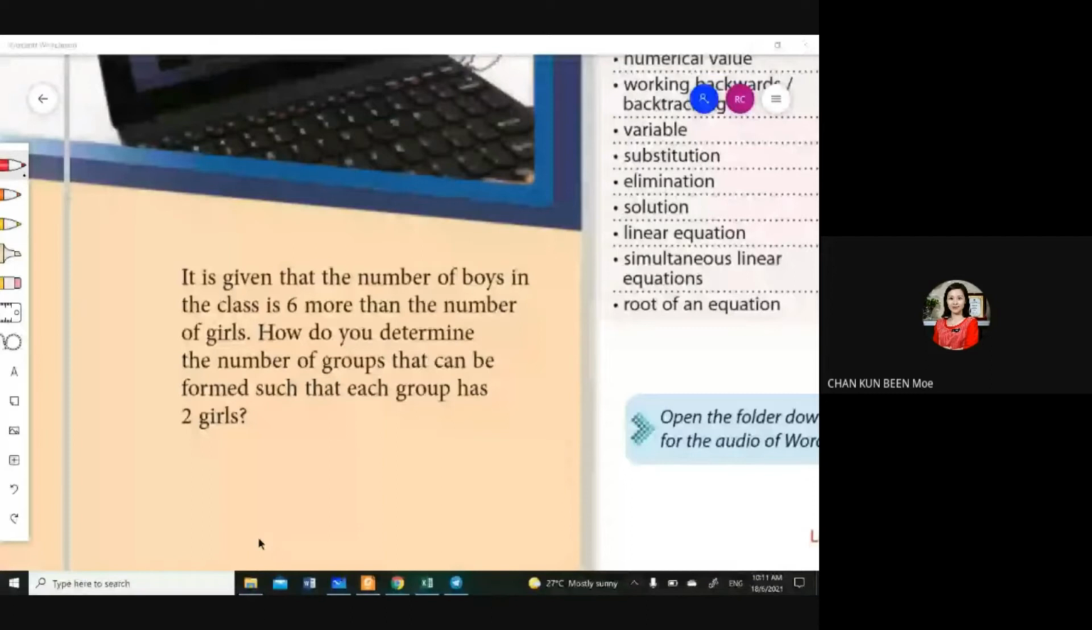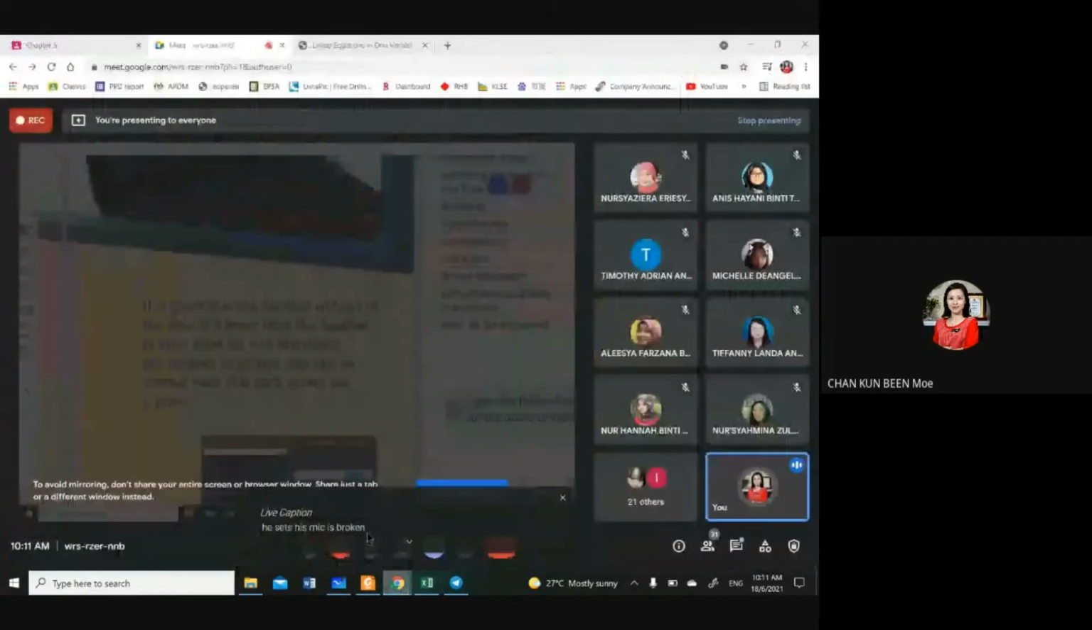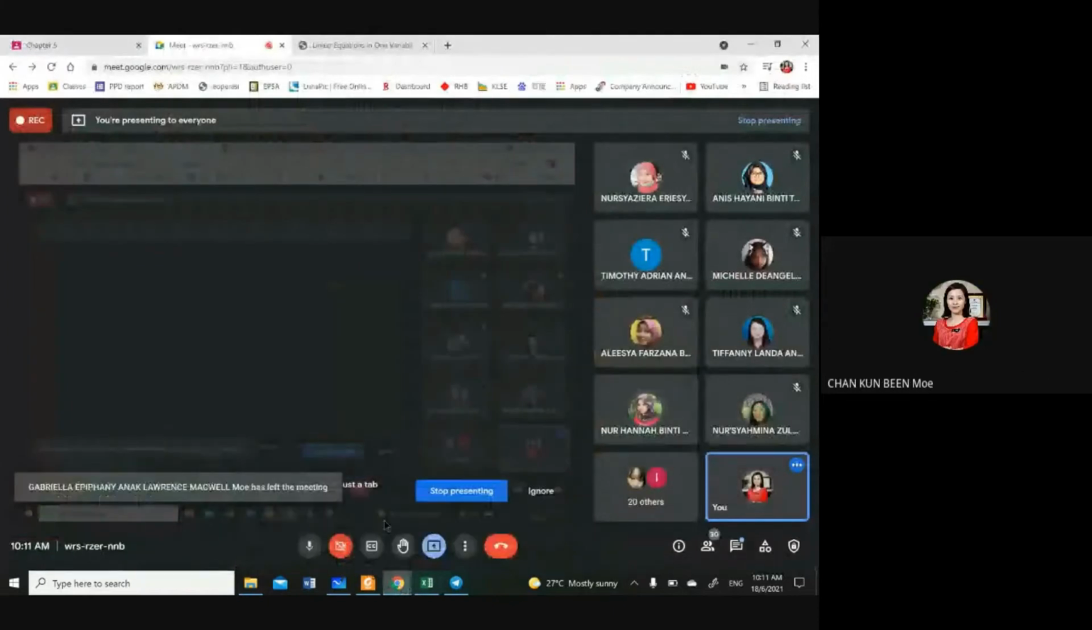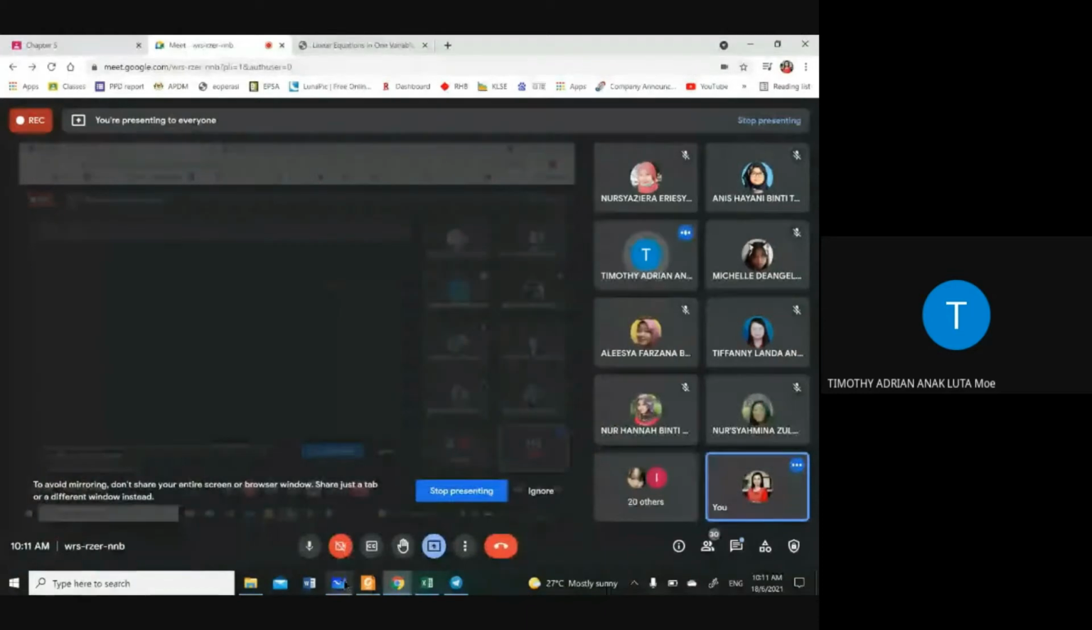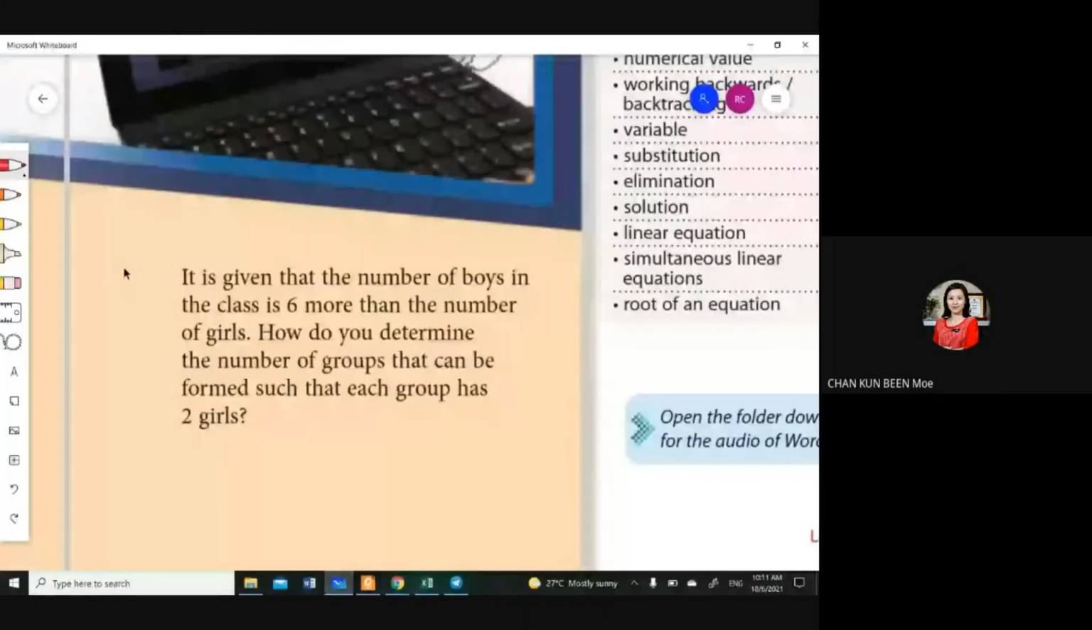Dawish, can you read this paragraph? It is given. Madam, he said his mic is broken. Okay, then I change to somebody else. Timothy. Timothy, you are not going to the restroom today, right? Yes. Okay, carry on with this paragraph. Oh my god.